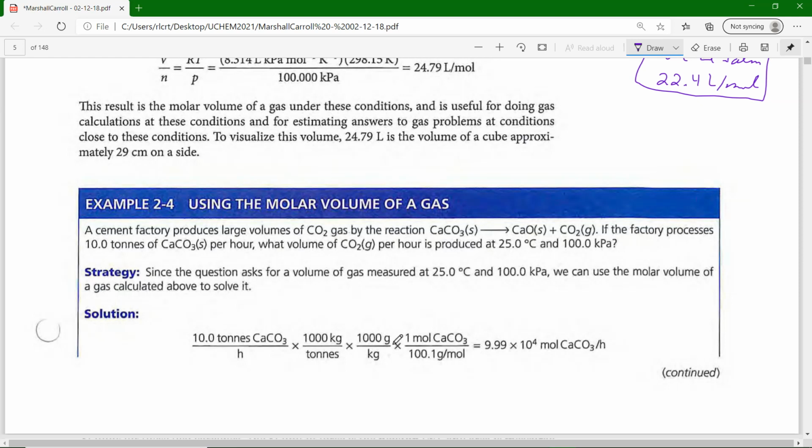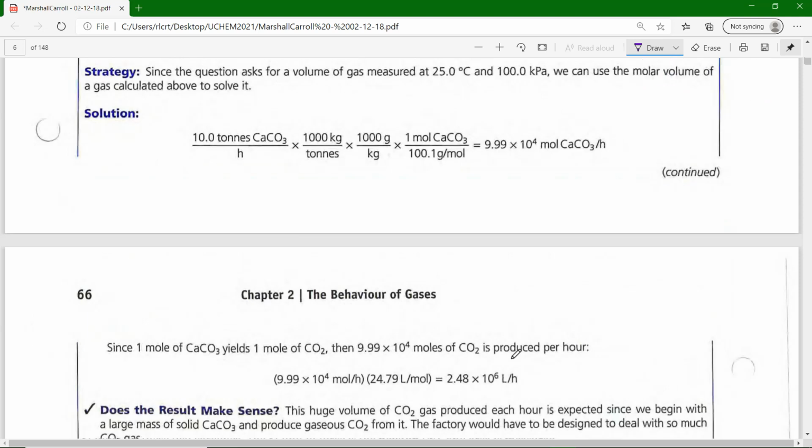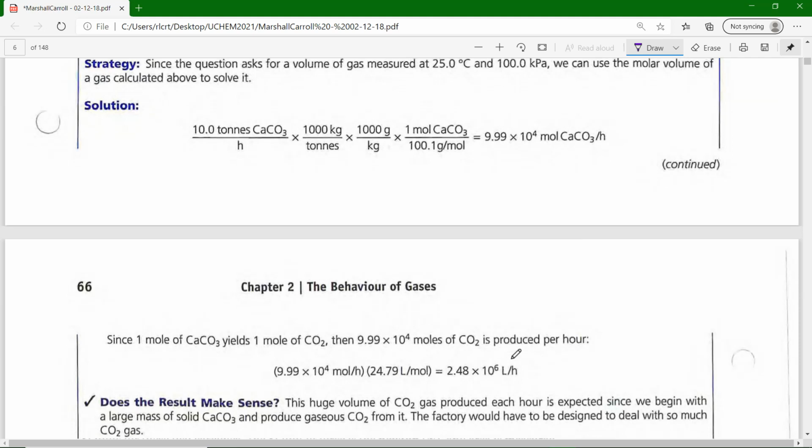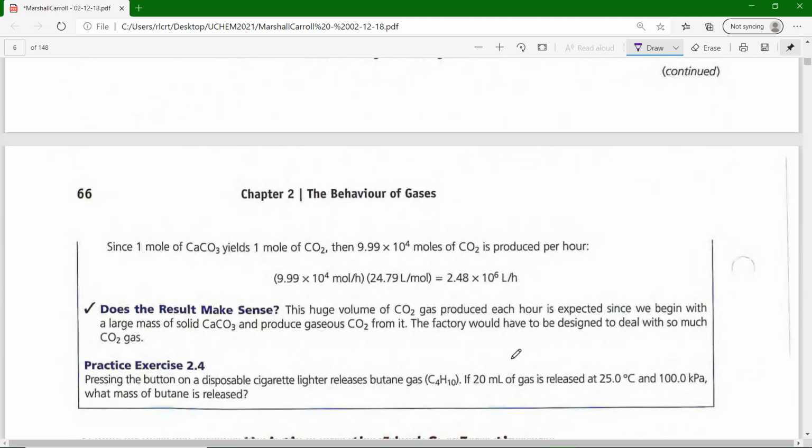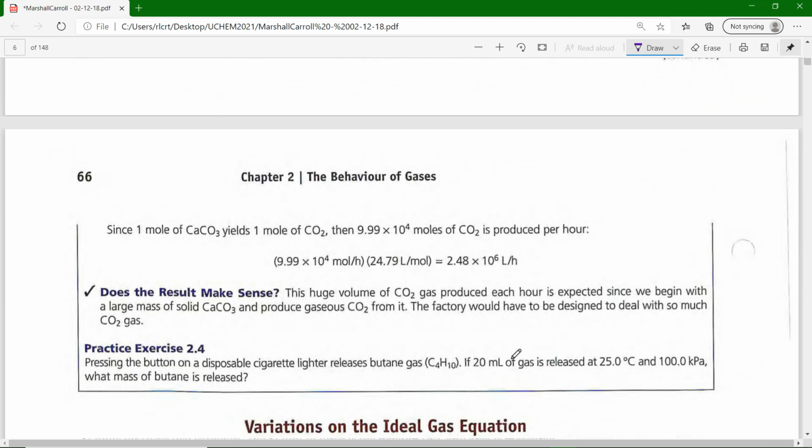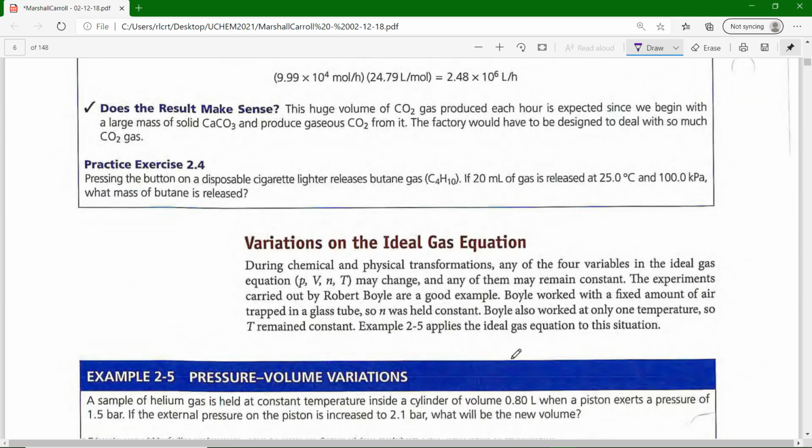Now I've got to convert to moles, so I get the molar mass of calcium carbonate from the periodic table, 100.1. So 9.99 times 10 to the 4 moles, which is the same as the moles of carbon dioxide generated, multiplied by 24.79. And you get 2.48 times 10 to the 6 liters per hour. That's important for environmental considerations and design. You can try practice exercise 2.4 on your own.